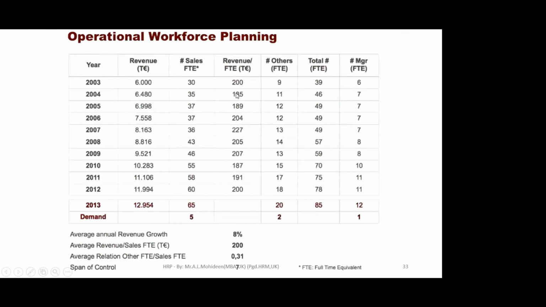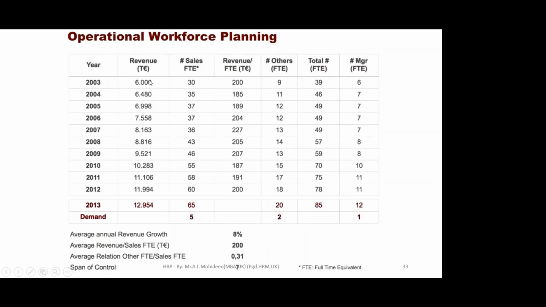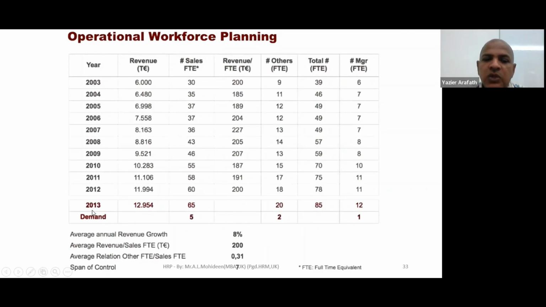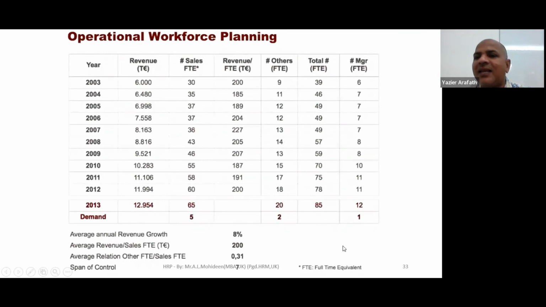But this is the revenue, and also this is the number. We need 30 sales staff and other staff 9, and together we need 39. The total in 2003 is 39. Then we check the revenue in 2007 and in 2013. We can see the trend, and based on the trend, we can analyze. If the trend is going down, what will happen? It's increasing, so demand is also increasing.